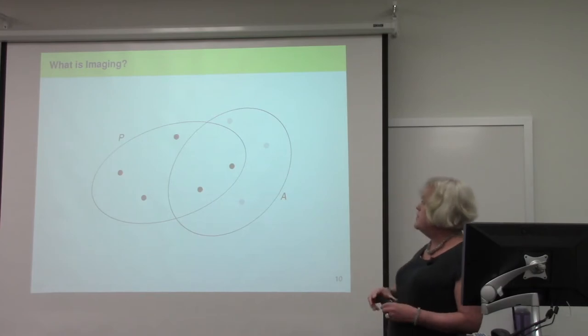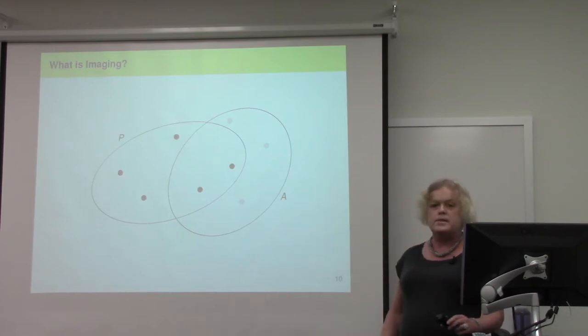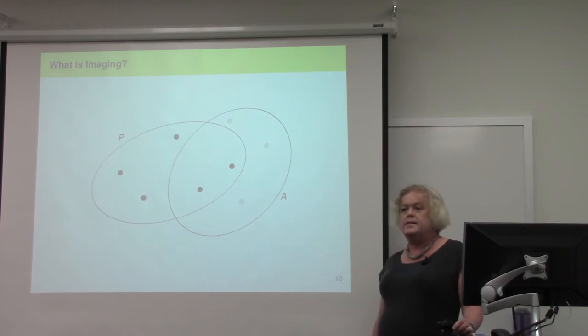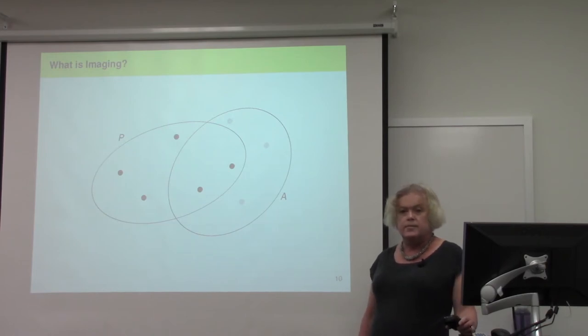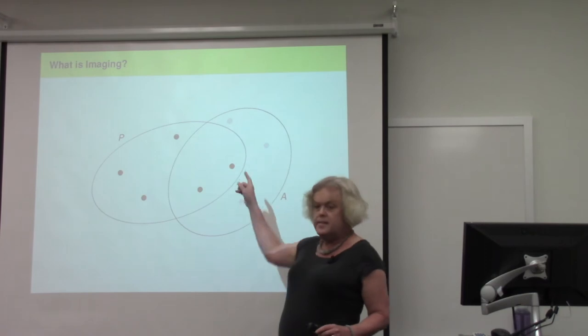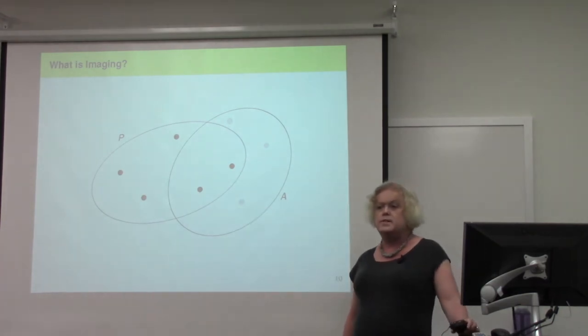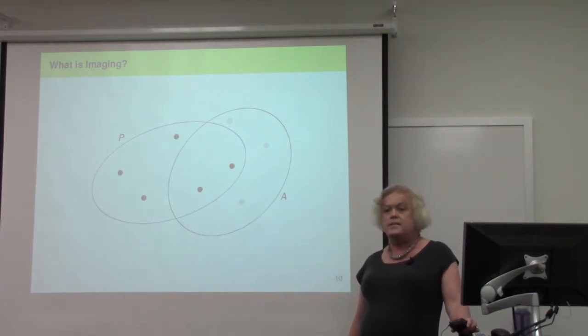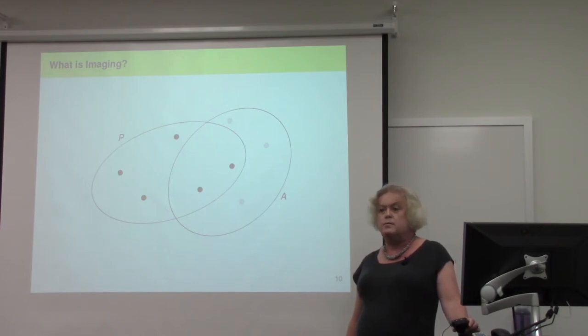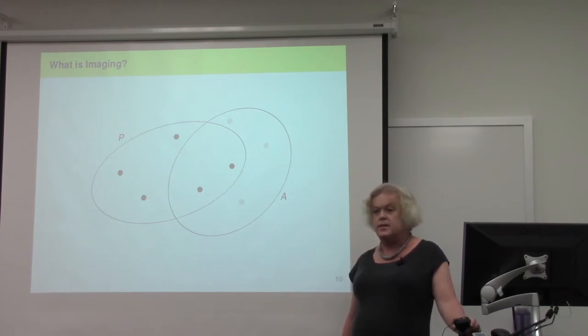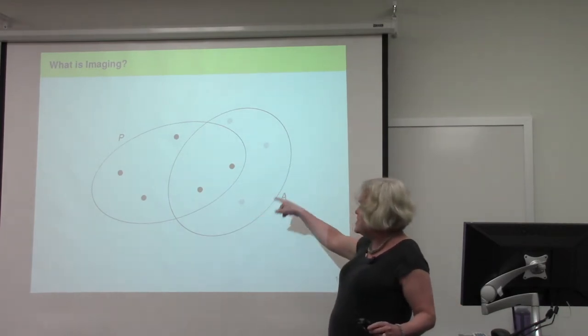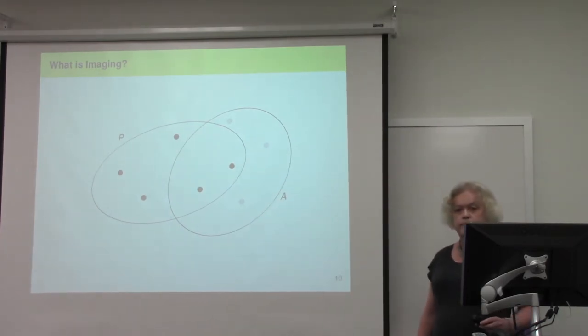This diagram, the dots in the diagram represent possible worlds, and the black dots represent possible worlds to which you've assigned prior probability greater than zero. So the proposition P here is simply the set of worlds that fall inside the support of your prior credence function. They're the worlds to which you assign a prior probability greater than zero. And A is the proposition that we're going to accommodate by imaging.